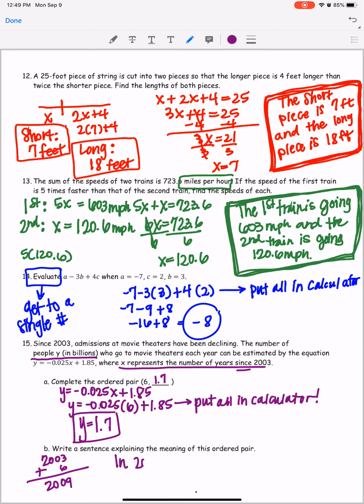So in 2009, what happens? What does this y represent? Y is the number of people in billions. So 1.7 billion people are what? Going to the movies.